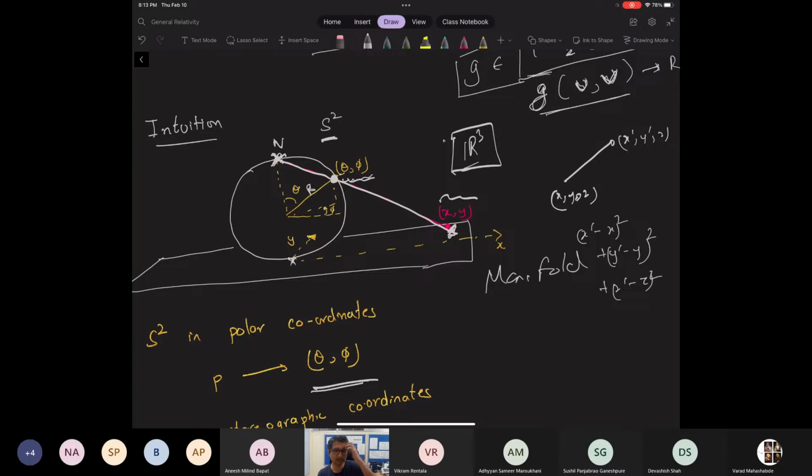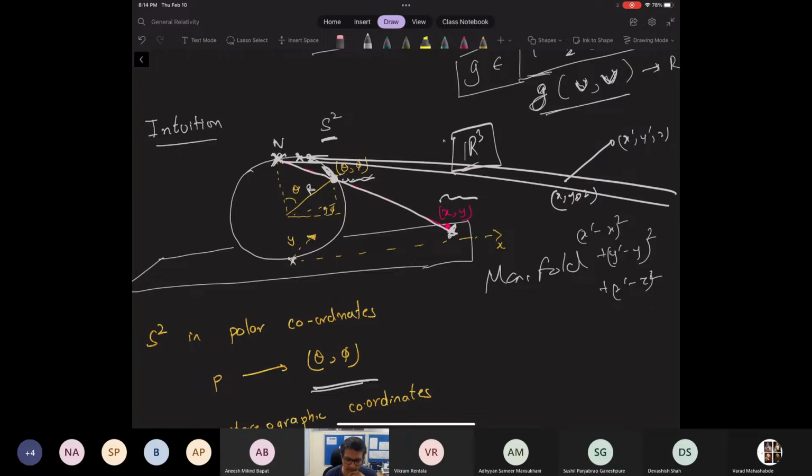If I just look at the sphere itself, it's not obvious how to measure distances. One way to see this is to look at the stereographic projection. As I start projecting points which are closer to the North Pole, these points are basically going to move very far away.